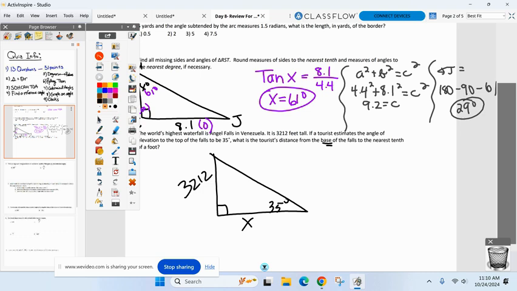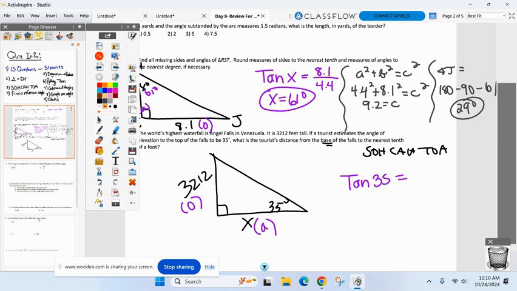I already told Will, 30 is not even one of the triangles anyway, but you don't have to memorize it. So I've got to go SOHCAHTOA here. You have to determine which sides are the x and the 3,212. Opposite and adjacent. Opposite is 3,212. Adjacent is the x. So I look up on my cheat sheet, and it's tangent. I put the angle next to it that I'm using.